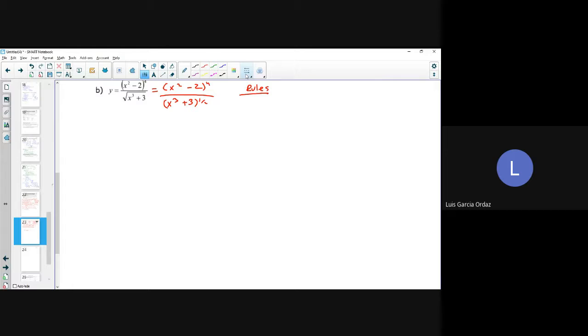So now we need to figure out our rules. So what rules are we going to be using to find out the derivative of this function? We use quotient rule. And what else? There's one more rule that we need to use. Power of a function.